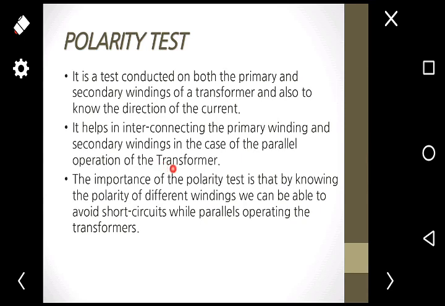The importance of the polarity test is that by knowing the polarity of the different windings, we can avoid short circuits while operating the transformers in parallel.